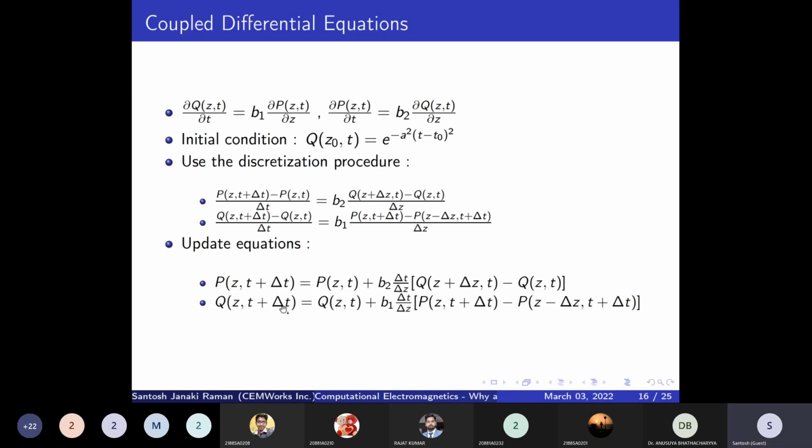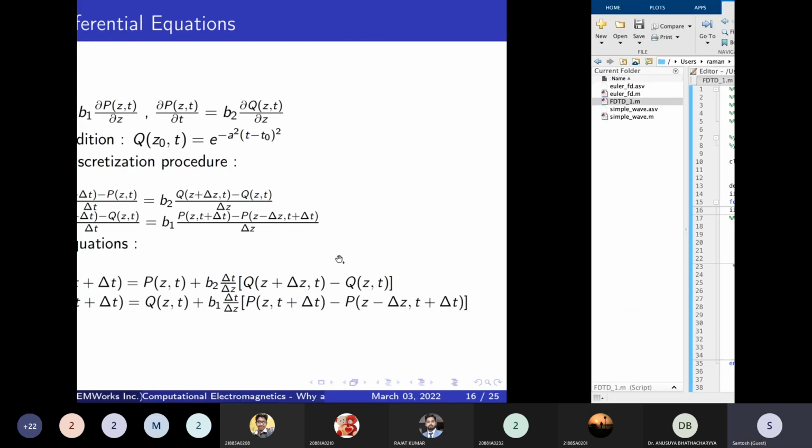Similarly, for t plus delta t, to evaluate Q, you need Q at the previous time plus P at the current time. You see here the indices are the same: t plus delta t. You get these values from the previous equation. Here you calculate P(z, t plus delta t), and this is how you use the solution of the first equation and plug it into the second equation. So you get Q(z, t plus delta t), and then you use the second equation again, plug it into the first equation, and it just keeps going. I'll just show an example of how you do this in MATLAB.